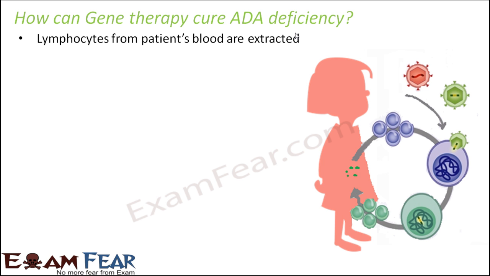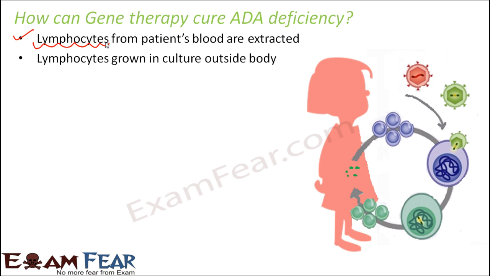So here lymphocytes from the patient's blood are extracted. A sample of blood is taken from the patient and then the lymphocytes from that blood are extracted. So what are lymphocytes? Lymphocytes also play a very important role in the immune system. We have spoken about all these different parts when we discussed the circulatory system and the lymphatic system. So these lymphocytes are taken out. These are the cells, and inside those cells you will have the genes, you will have the DNA.